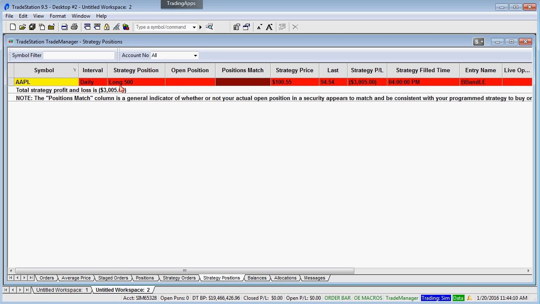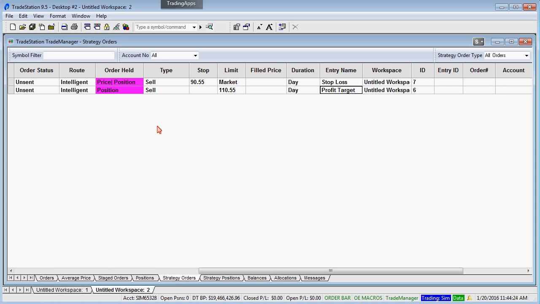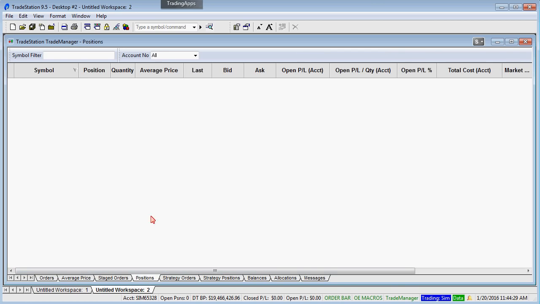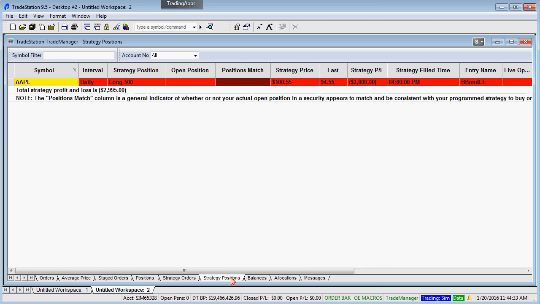Again, I reiterate, these are not real orders yet. These are not real positions yet. We are just connecting the strategy to the Trade Manager so that we can monitor the information, the positions, and the orders. My Orders tab, which is the main orders, is blank, and my Positions tab is blank because I haven't turned on the strategy for execution.